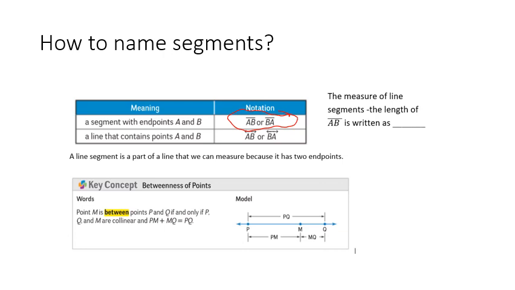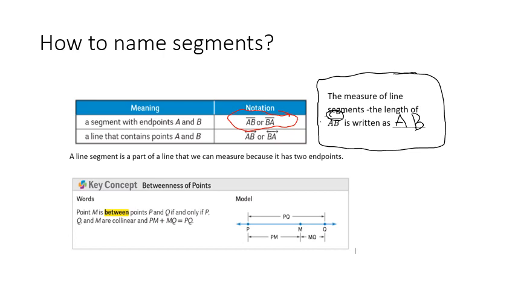We can measure a line segment's length. Most people would grab a ruler and measure that line segment, see how long it is, because it does not go on forever. When we talk about the measure of line segments, we use just the letters of the endpoints. So when you see AB without this little bar here, that means we're talking about the measure, or how long it is.